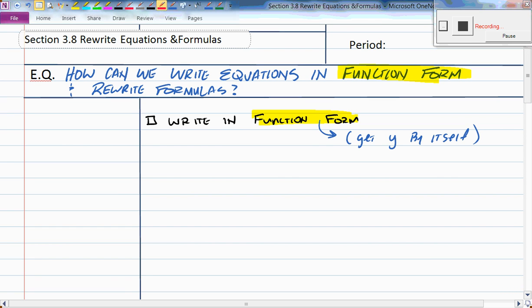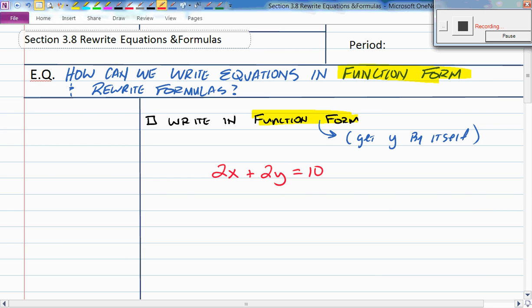So let me give you an example. If you have 2x plus 2y is equal to 10, we want to get this into function form. Our goal is to solve this equation for y in order to put it into function form. Who's got a good idea? What can we do first to get y by itself? Just shout it out. What is it?